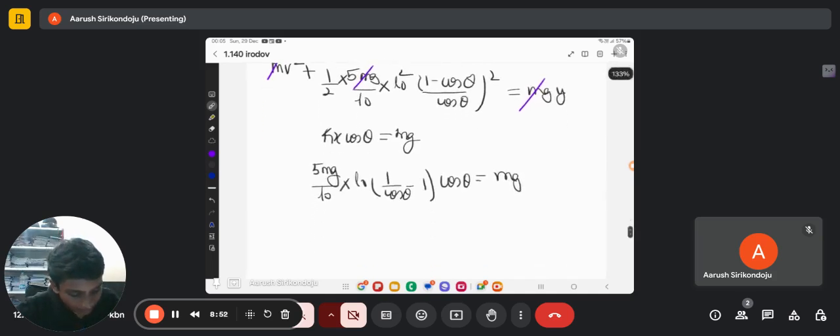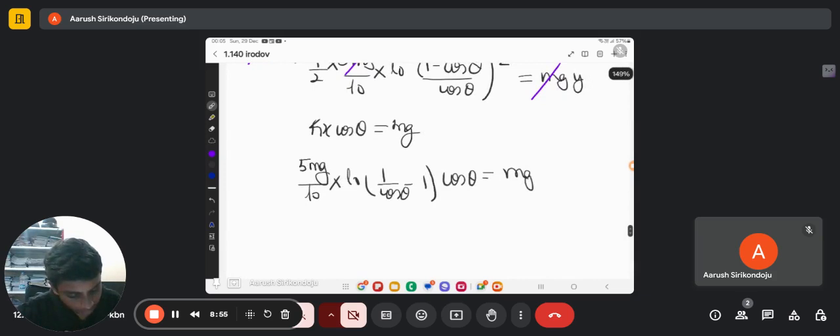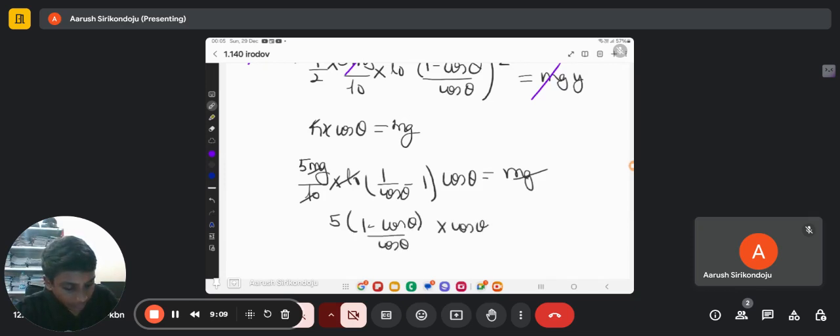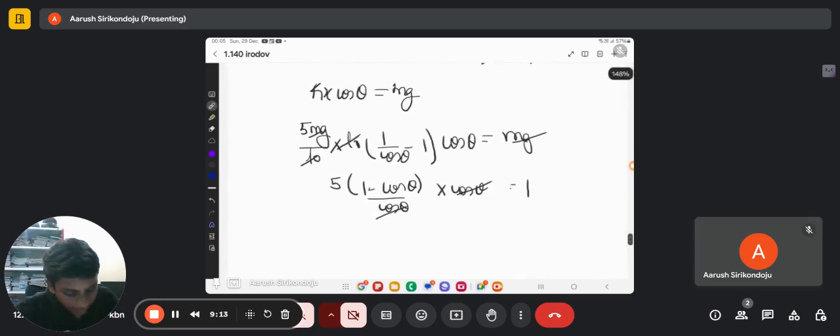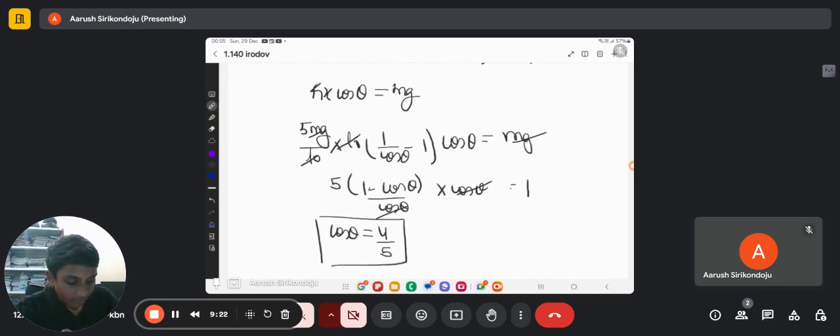Now let's cancel out mg. L naught, 5 into 1 minus cos theta by cos theta into cos theta. So this should also get cancelled, right? Now we get cos theta equals to 4 upon 5 from this. So this is an important result.